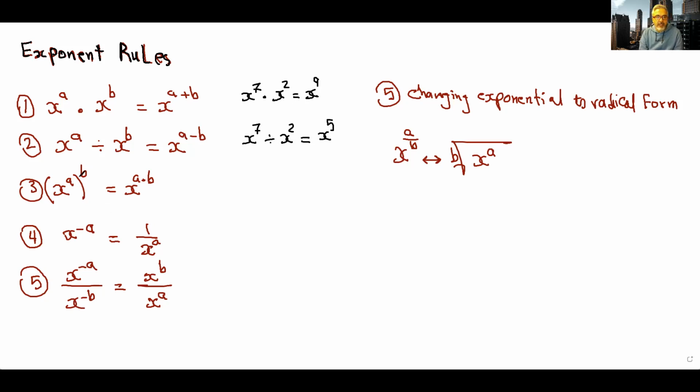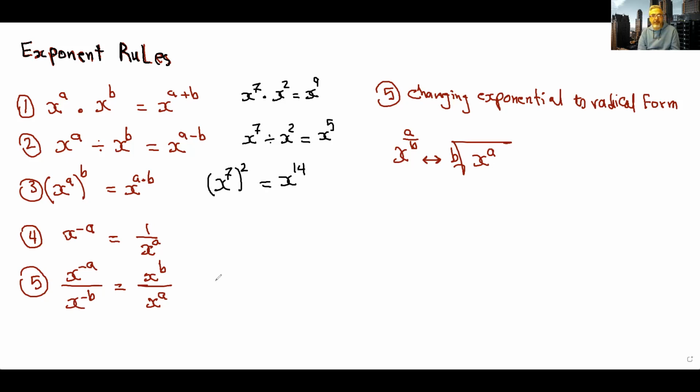If you have an exponent outside of the brackets and an exponent inside the brackets, what you do is multiply the exponent outside the brackets into the exponent inside the brackets. An example: if you have x to the power of 7 and you have a 2 outside like this, this becomes x to the 14.